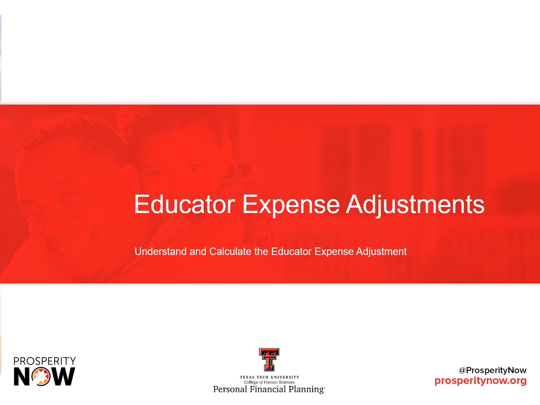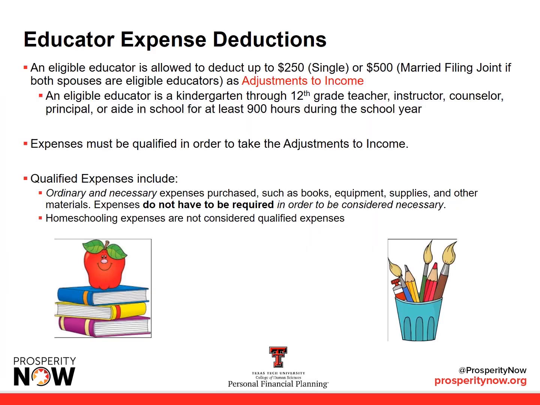Next, we'll cover the Educator expense adjustments. An eligible educator is allowed to deduct up to $250 if they're single, or $500 if they're married filing joint if both spouses are eligible educators, as adjustments to income.